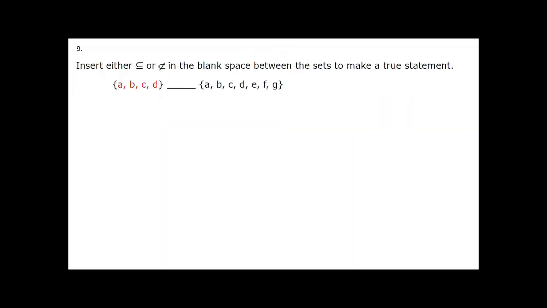Number 9. Insert the symbol for is a subset of, or the symbol for is not a proper subset of, to make this a true statement. Remember, the sideways U with the bar under it is the symbol for subset, and the sideways U without the bar under it is the symbol for proper subset, and if you put a slash through it, that means not a proper subset. Also recall that the only difference between something being a subset of another set or a proper subset of another set is equality. Proper subset knocks out the equality part.